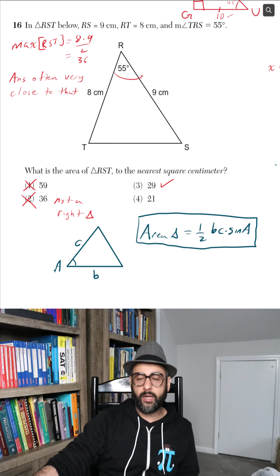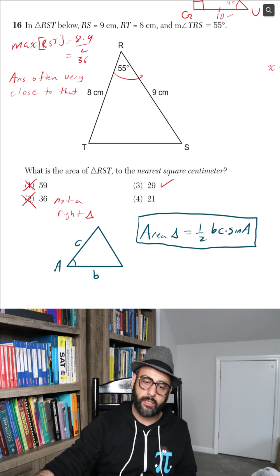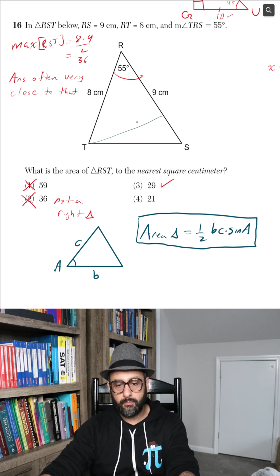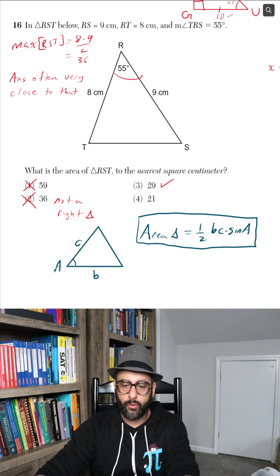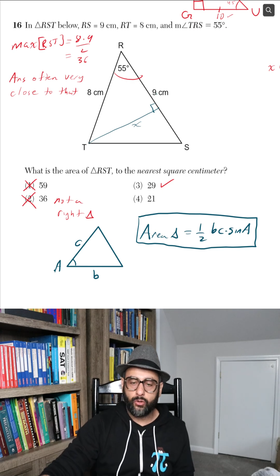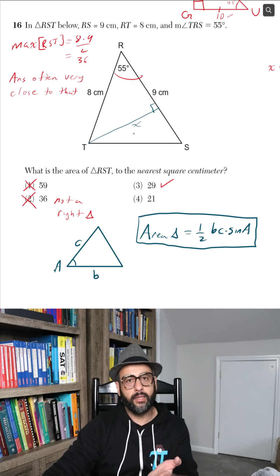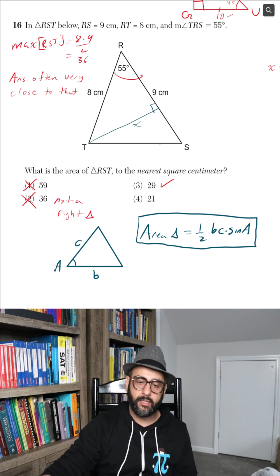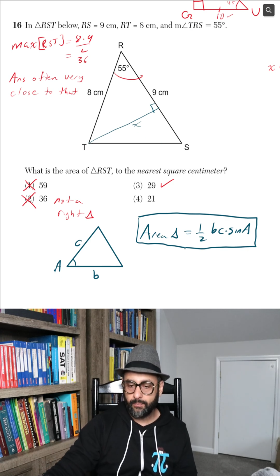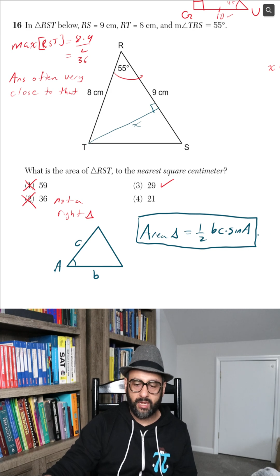Are there other ways around it if you don't know how to use this formula? There are. For example, you could draw an altitude going this way. This is just if you don't memorize this formula. Call that x, and now you have a right triangle with a hypotenuse and an angle, and you could use cosine to get the length of the altitude, and then use 1/2 base times height to get the area. But I'm going to use the area of the triangle being 1/2 BC sine A.